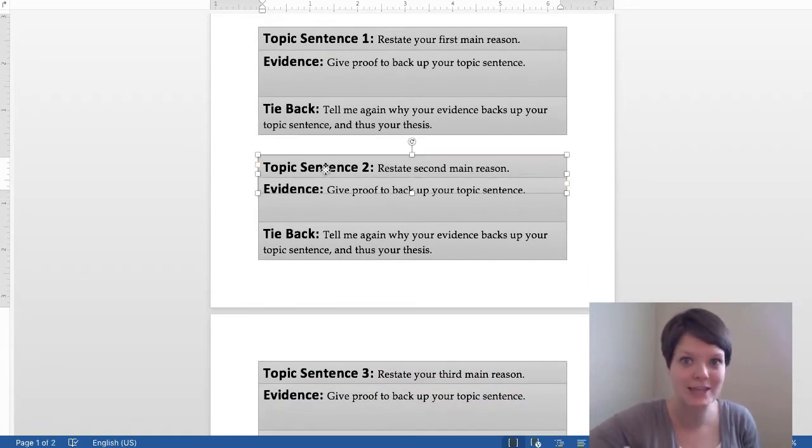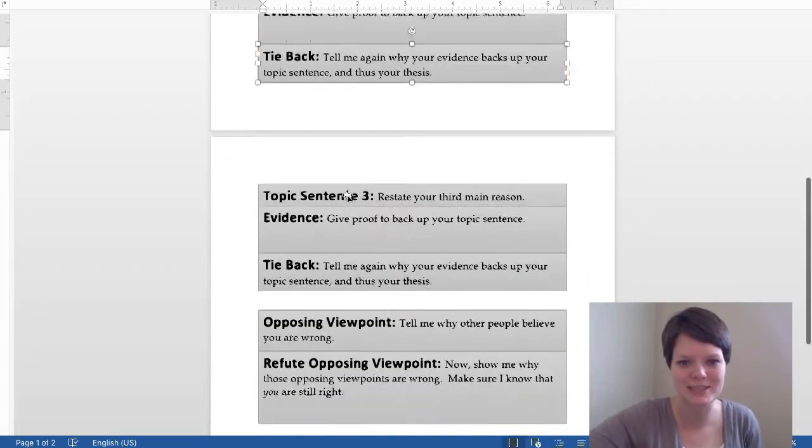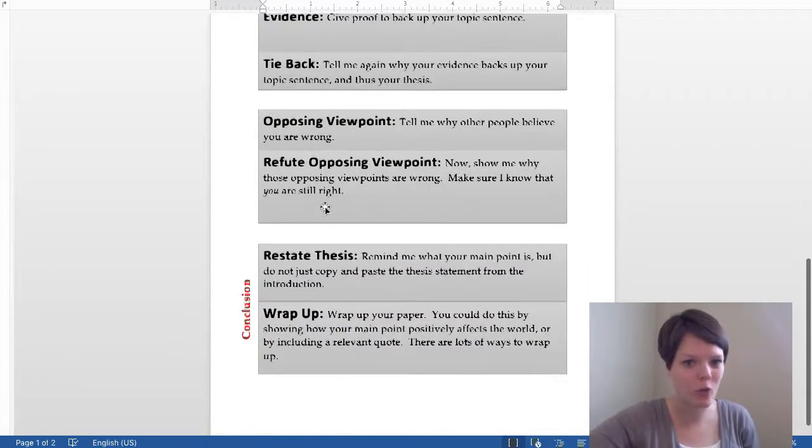So now start with your second topic sentence. Second, cats are better than dogs because they don't bark. And then you give the evidence, and then you tie that evidence back to the thesis again, like a reverse topic sentence. Do it again for your third point.